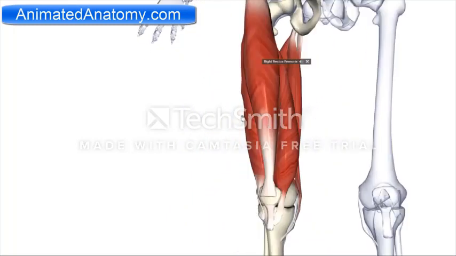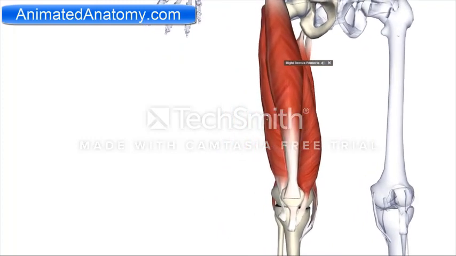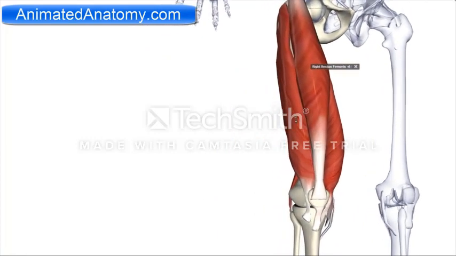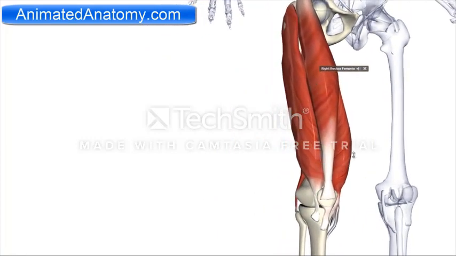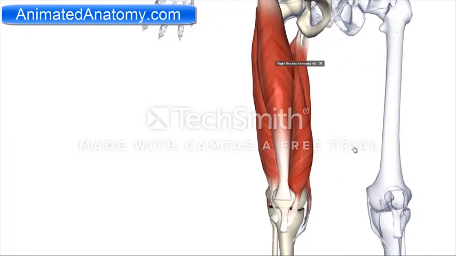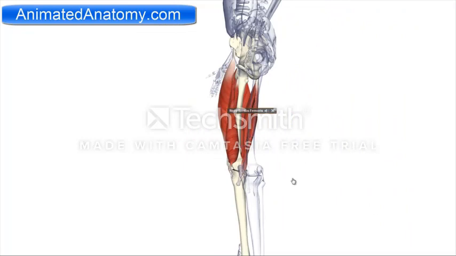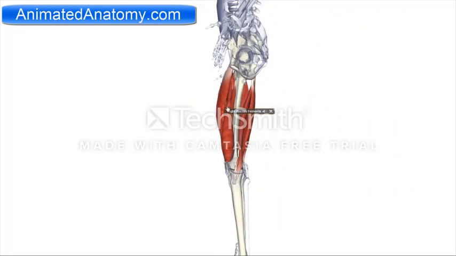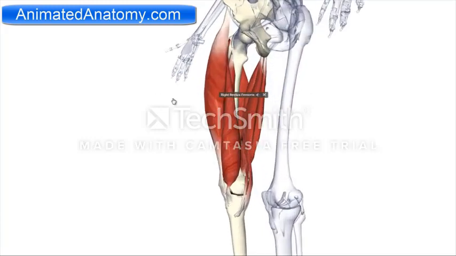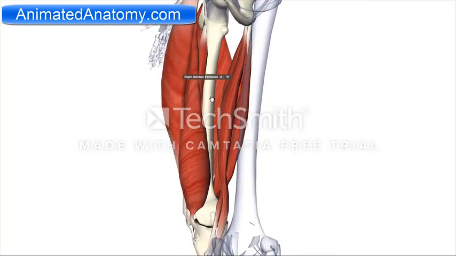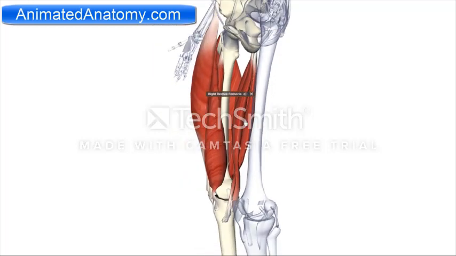Now here we see the antagonist of the hamstring muscles, and that is the quadriceps femoris. I have talked about this big muscle in a previous lesson, so now you can see how they antagonize each other. They're on completely other sides of the leg. Now I should talk about the medial compartment. As you can see, there is a huge gap here, and we will fill this gap very soon with new muscles.